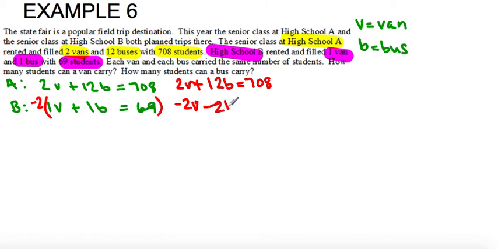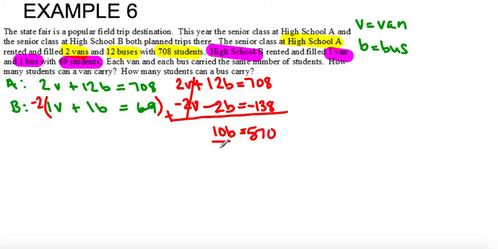minus 2b equals 69 times -2, which is -138. And we have to add the 2 equations together. So we have 2v minus 2v eliminates, 12b minus 2b is 10b. And then 708 minus 138 is 570.